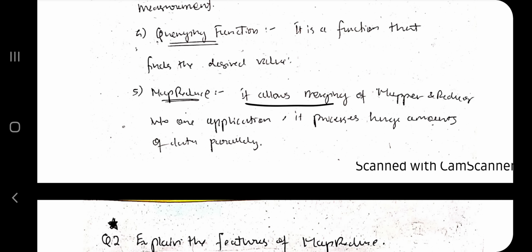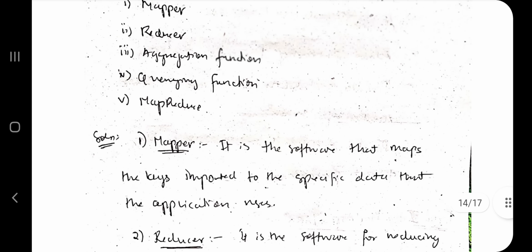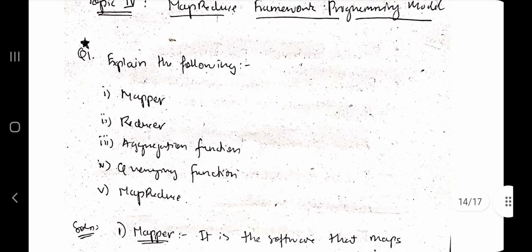MapReduce is a tool which merges map and reducer into one application. It processes a huge amount of data parallelly. MapReduce makes it easier to process the data parallelly as well as huge data. That's all you have to write in the first question of MapReduce. These are the basic terms.